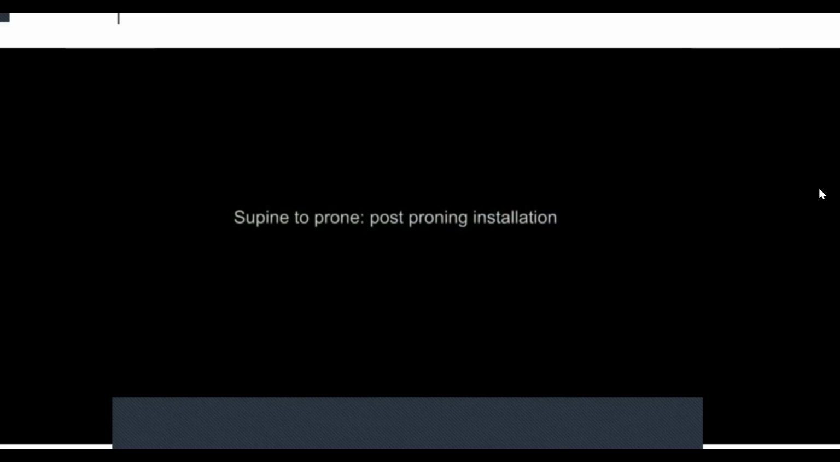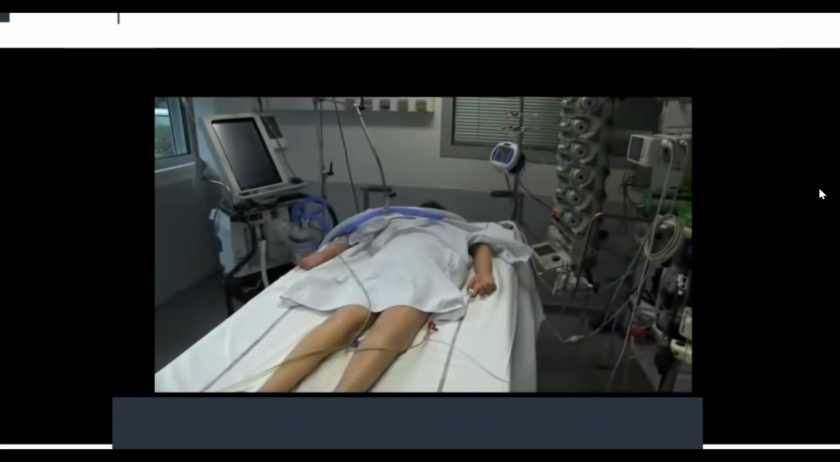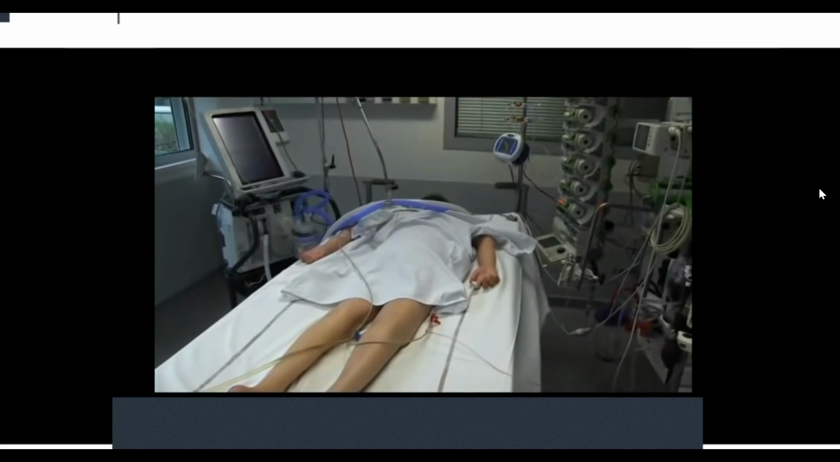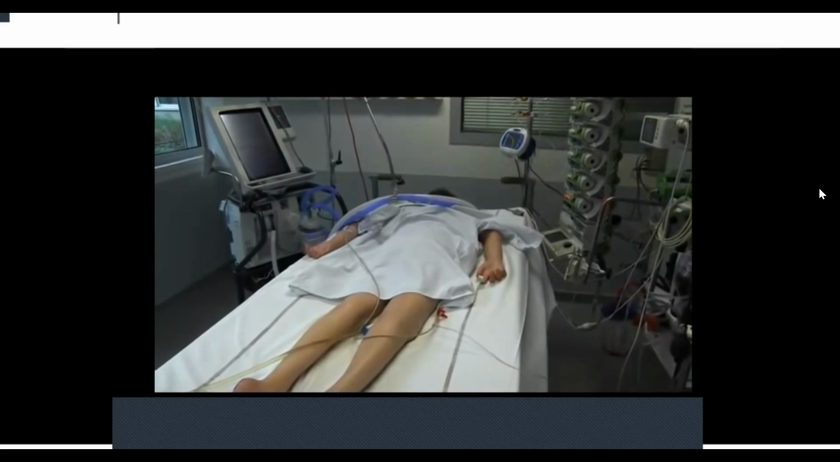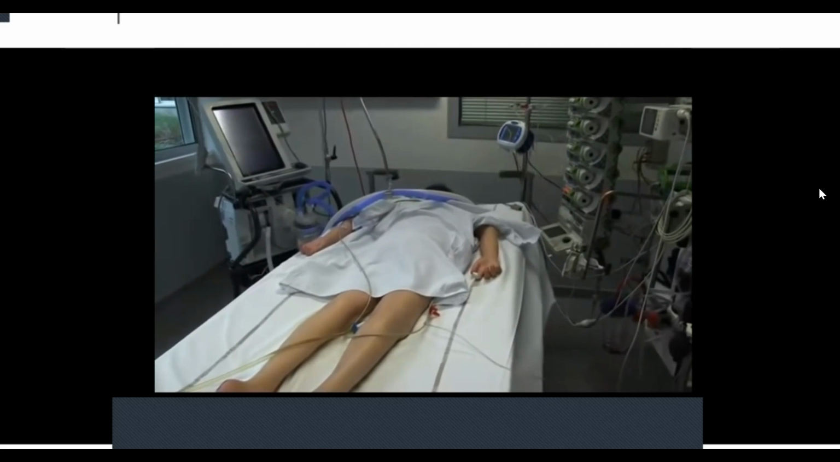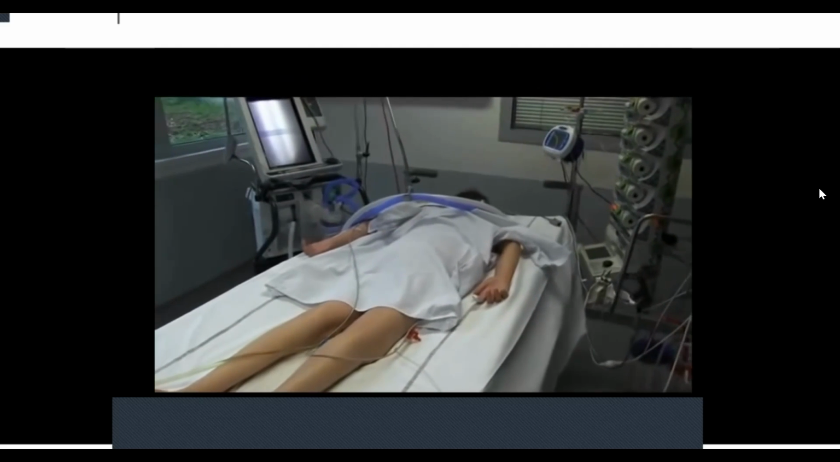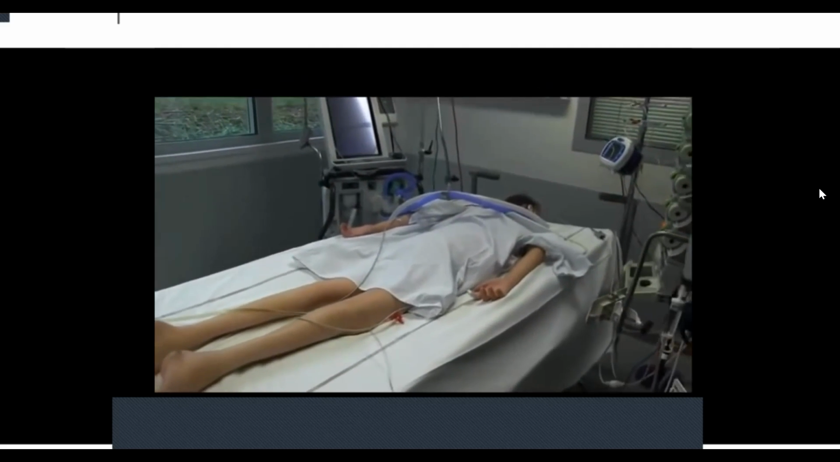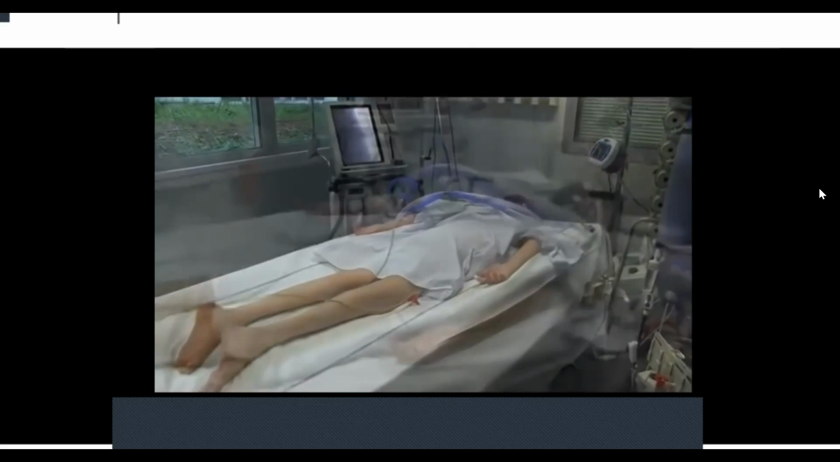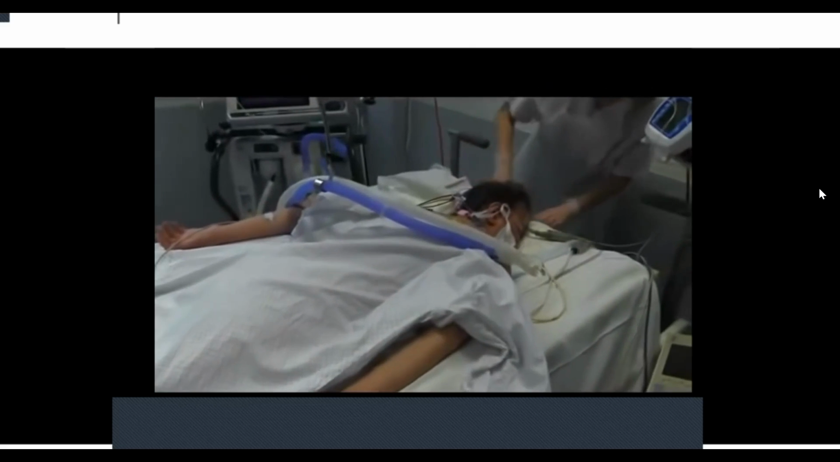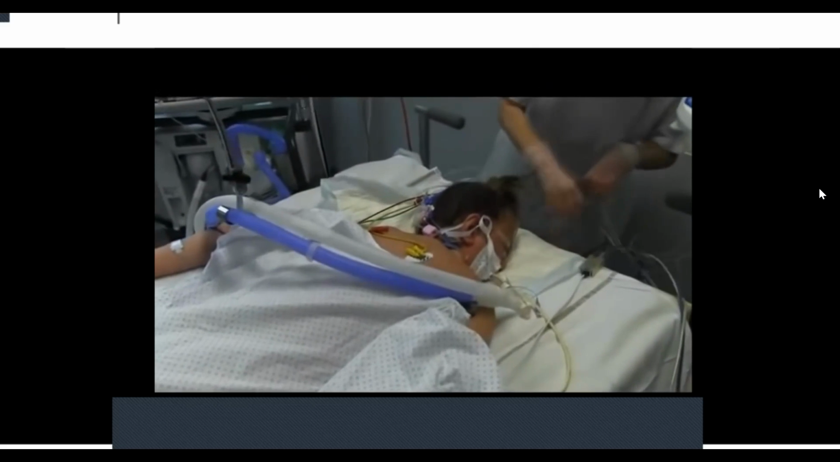The fifth step is post-proning installation. The patient is moved to the center of the bed. The head is turned laterally and moved every 2 hours. The endotracheal tube must be easily accessible. Care should be taken to close the eyelids tightly and avoid ear kinking.